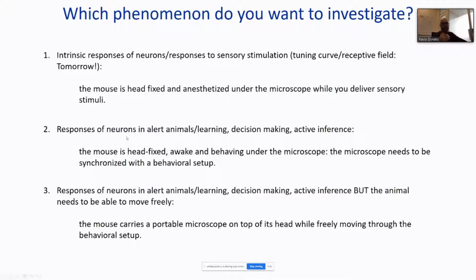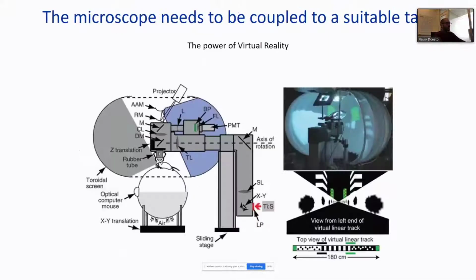Imagine that the type of phenomenon that you want to investigate does not suffer from the fact that you are impeding some movement of the head of the animal. In that case, you can synchronize the recording through your microscope to a virtual reality setup that is able to let the animal move freely when its head is actually fixed and not moving at all.